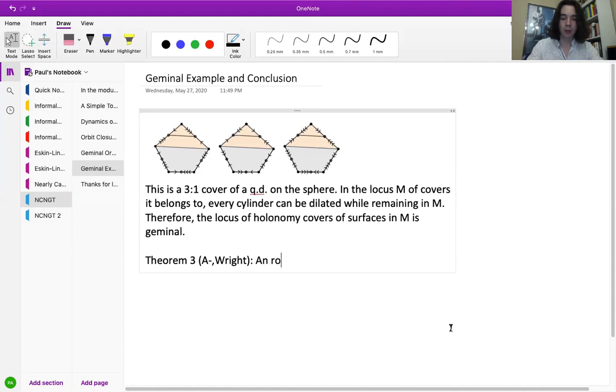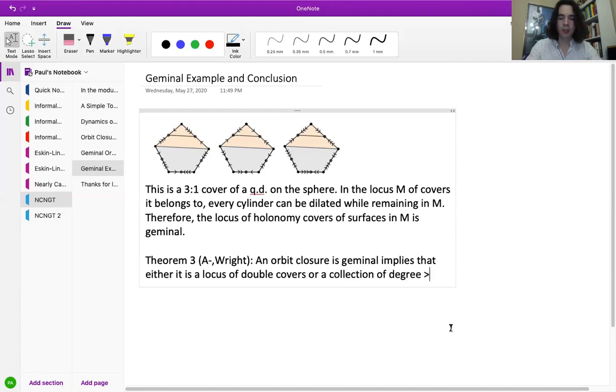So an orbit closure being geminal implies that either it is a locus of double covers, the boring examples of being geminal, or a collection of degree bigger than 2 covers of quadratic differentials on the sphere. This example, which is displayed here, is a prototypical example of the second case. This theorem, combined with the previous theorem that I stated, implies the very first one, that big orbit closures are loci of double covers.